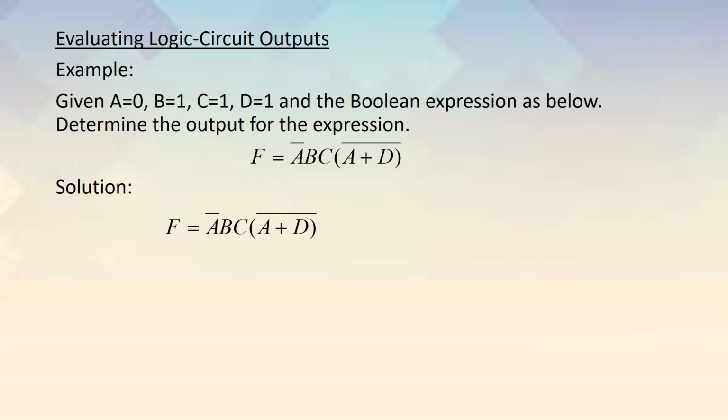Then lastly, I will describe evaluating logic circuit output. Example: given A is 0, B is 1, C is 1, D is 1, and the Boolean expression as below. F equal to A bar B C (A plus D) bar. So what kind of question is it? It wants to determine the output for the expression. So I will tell you the solution.